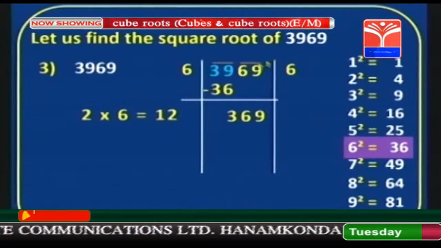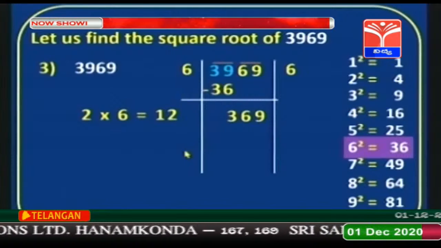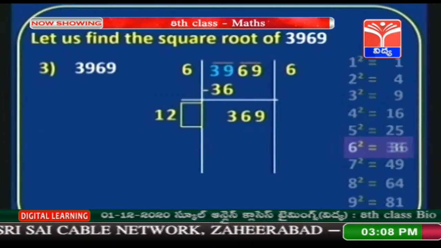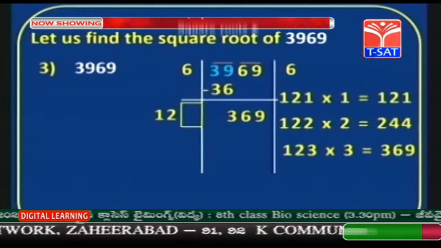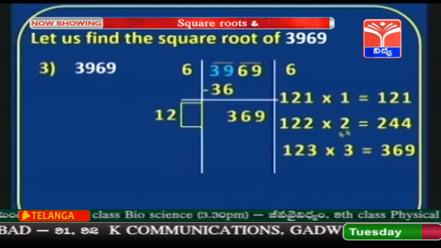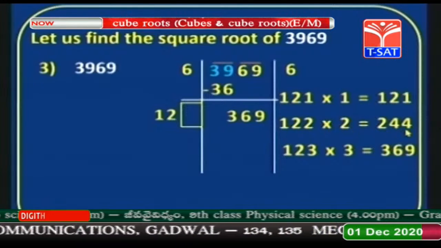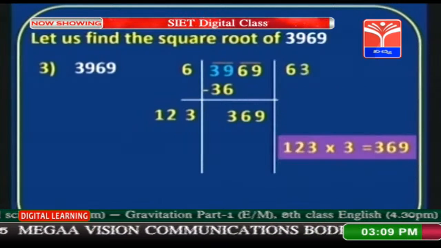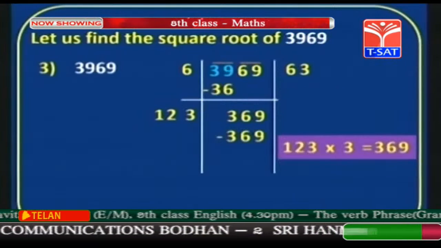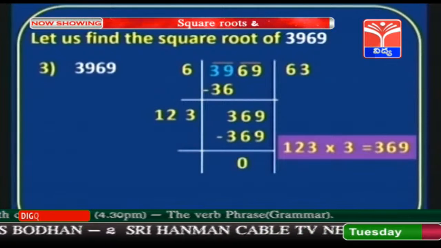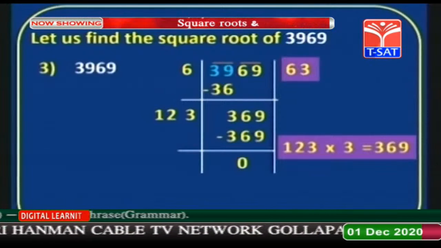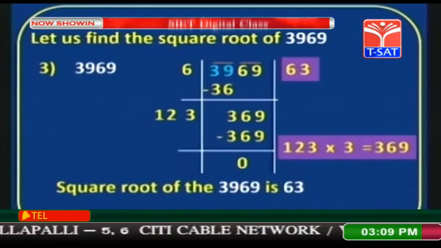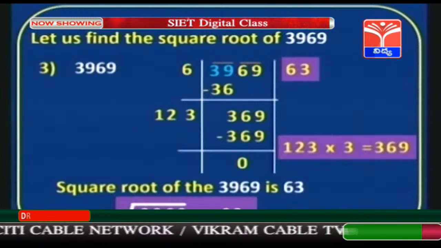Now, what is the second step? You have to make it double. What is 6 2s? 12. Okay, now which digit do we have to take beside 12? Let us check. 121 into 1, 121. 122 into 2, 244. 123 into 3, 369. Here we have 369. What is 369 minus 369? Yes, it is 0. So, the square root of 3969 is 63.